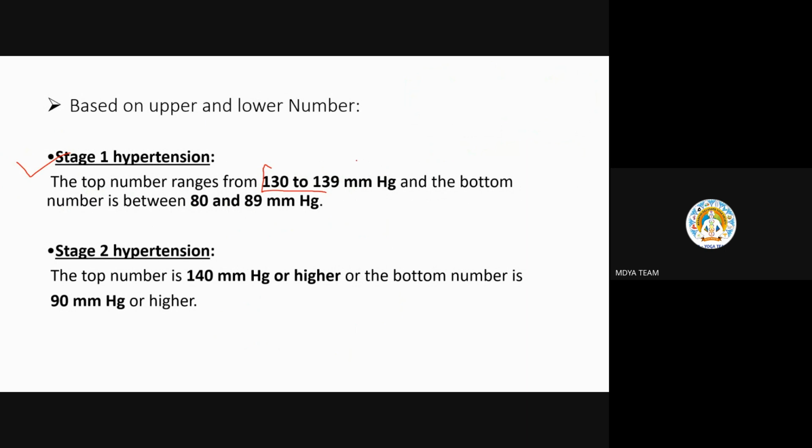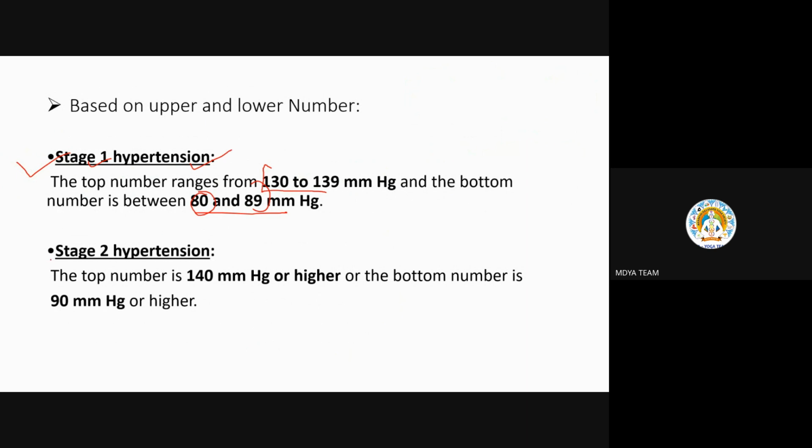I will tell you at the last, because last year when I made it study, someone asked me why we are using mercury here. I answered it on the last page: it is the only metal which is liquid at room temperature. Top number from 130 to 139 is stage 1 of hypertension, and the bottom number from 80 to 89, because 80 is completely perfect. Above that, 81 to 89, is the range of the first stage.